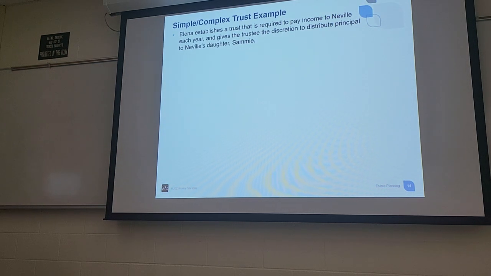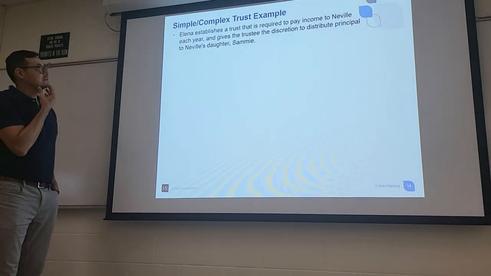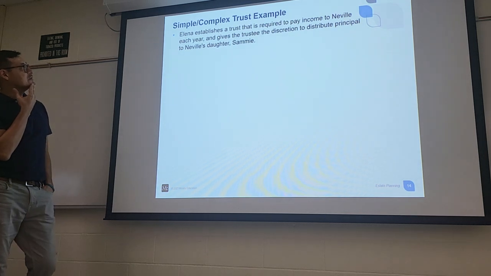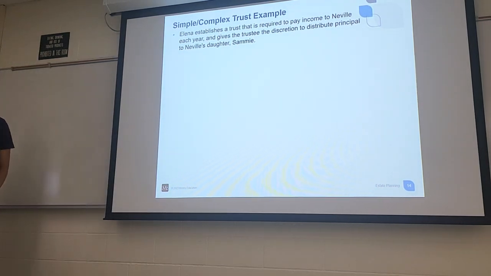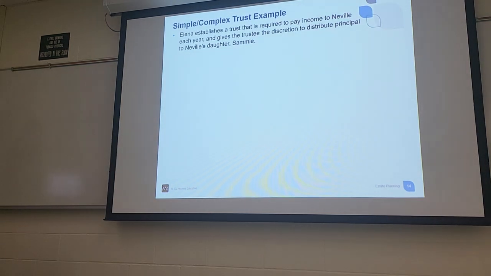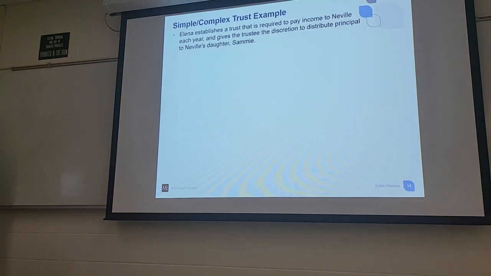Okay, so let's talk about this. Again, simple and complex trusts. A lender establishes a trust that is required to pay income to Neville each year and gives the trustee discretion to distribute principal to Neville's daughter, Sammy. Is that simple or complex? Complex, again, right? Because they have the power to distribute the principal.